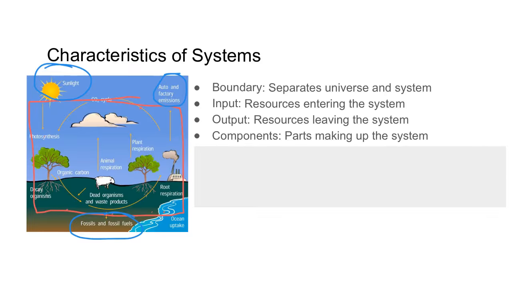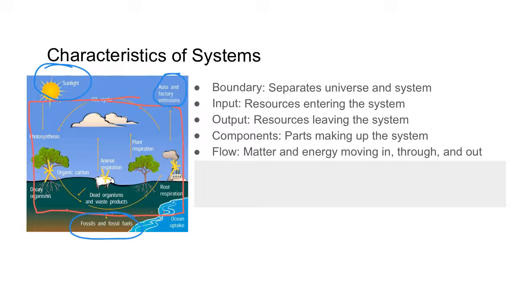We also have the components, which are the parts making up the system, and so that would be things like my trees, my organisms, my factories. Those are all components or parts of the system: the specific objects and organisms that make up that system. We also have flows, which are the matter and energy moving in, through, and out. These are normally shown by arrows.